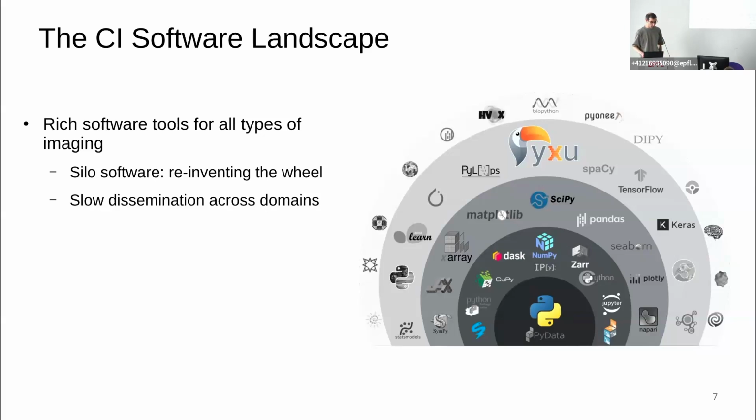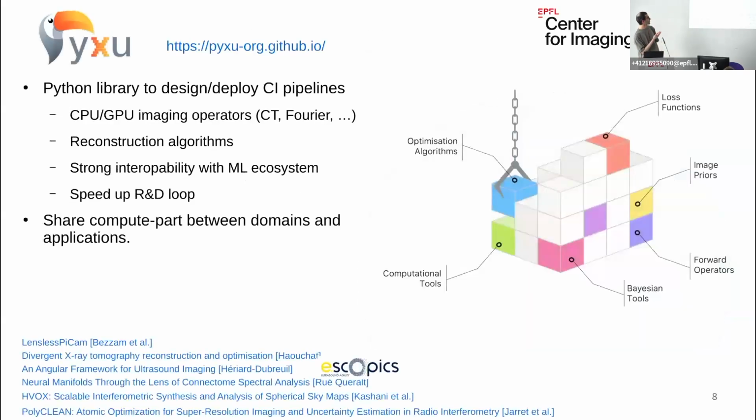So that's where Pyxu comes in. This is a software library we have developed at the EPFL Center for Imaging. And essentially, its goal is to regroup the computational part that is common in all these imaging modalities. So it's really a library of all the core mathematical operators that appear in imaging modalities: Fourier transforms, non-uniform Fourier transforms, X-ray transforms, convolutions, all of it working on CPU, GPU, even the Google TPU, so that's nice.